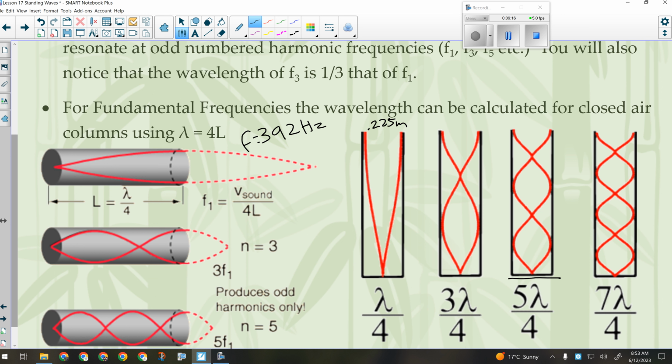Okay, so I found this antinode. That 22 and a half centimeters should be 1/4 of the wavelength of the sound. Everybody with me on that? Okay, I'm going to find the next one. The next one should be 3/4 of the wavelength.